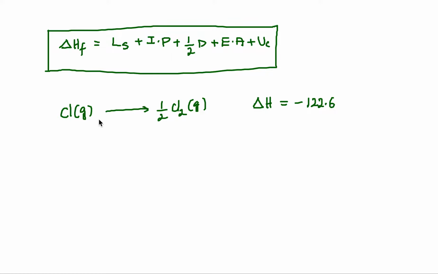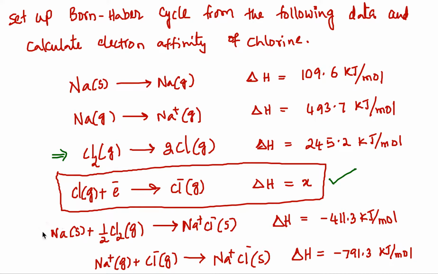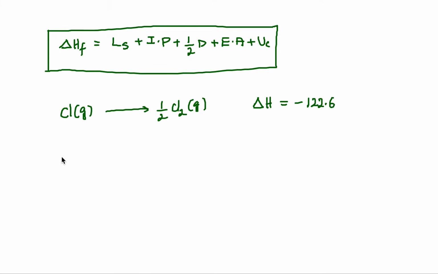Our next job is we need to get Cl minus as product, and also this chlorine gas must disappear in the final equation. Therefore, the next thermochemical equation should be taken in such a way that this half Cl2 must cancel out. So we shall use this equation that has half Cl2 as reactant. The first thermochemical equation has half Cl2 as product. Now the second equation we are using has half Cl2 as reactant. So that is the formation equation.